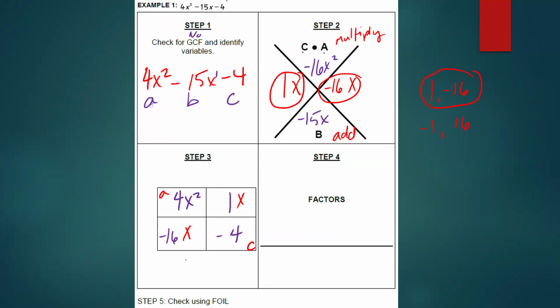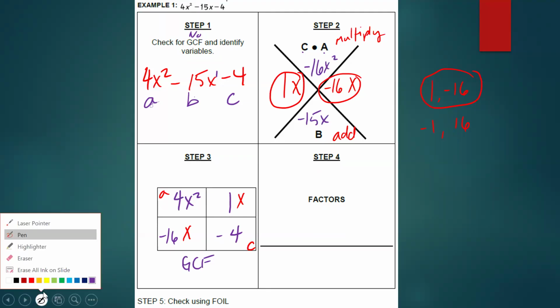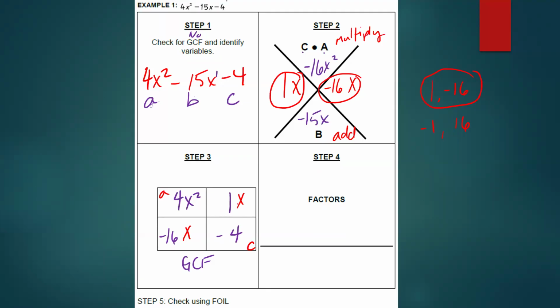Once it's in the GCF box, all you're doing is finding the greatest common factor of every row and every column. So in the first row, 4x and 1x, their GCF is just x, right? And the second row, the GCF is -4. Remember, if your leading is negative, then your GCF is negative. And the first column, our GCF is 4x. And in the last column, our GCF is 1.